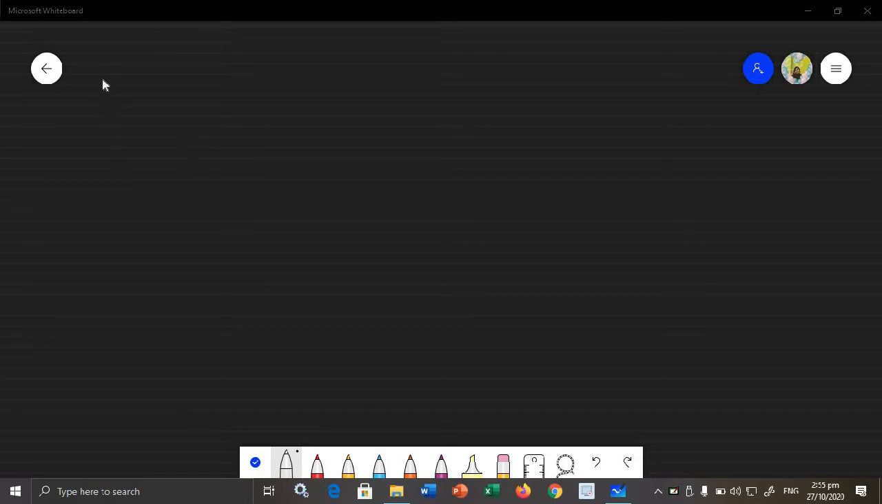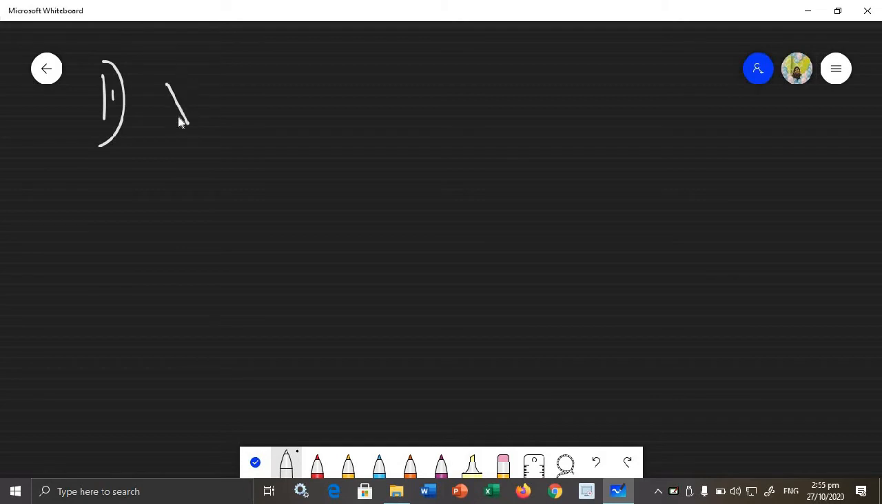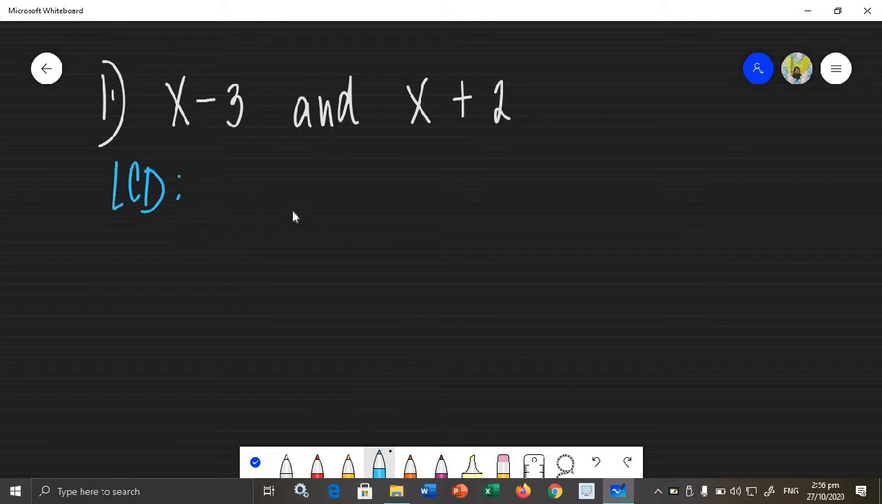So let's say, for example, we have x minus 3 and x plus 2 as the denominator of the given rational algebraic expression. And we will find, let's say, the LCD of these two binomials. Okay, so these are binomials. In this case po, when we look for the LCD of binomials or trinomials, we will be using our knowledge in factoring. In this case, we cannot factor both of them.